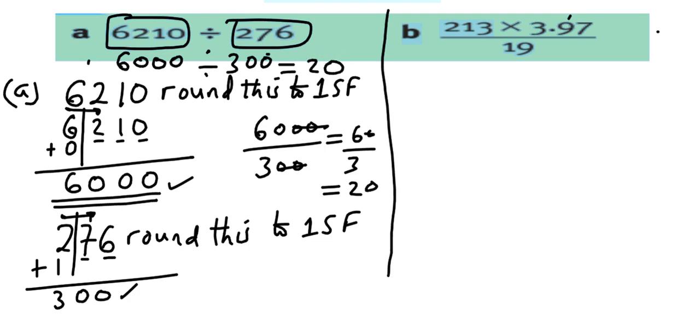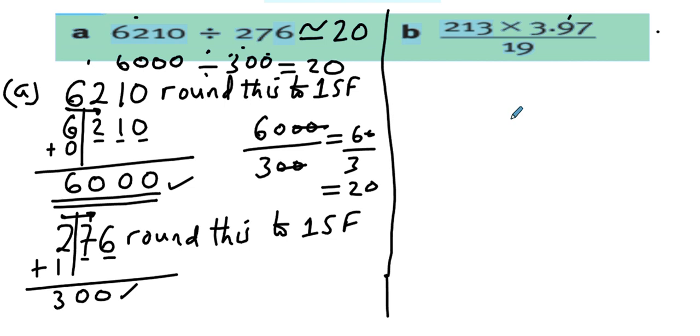Now, do you know what it means? It means that this calculation over here, which says 6210 divided by 276, the answer is approximately 20. Let me draw out this conclusion properly. 6210 divided by 276, the answer is approximately 20. Can you see that?